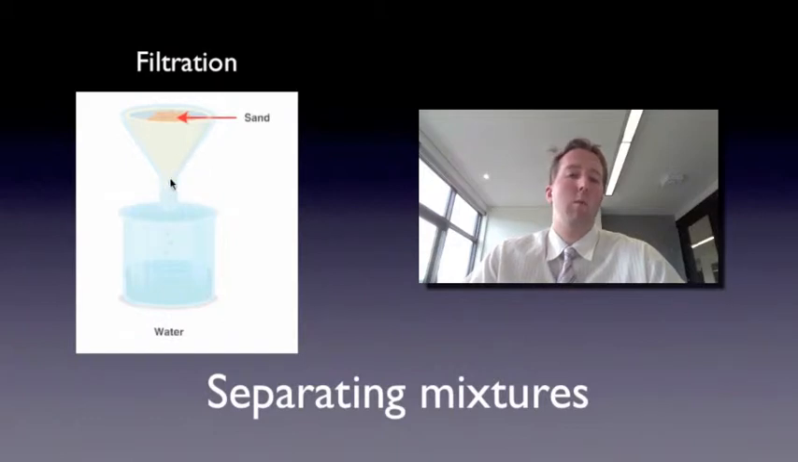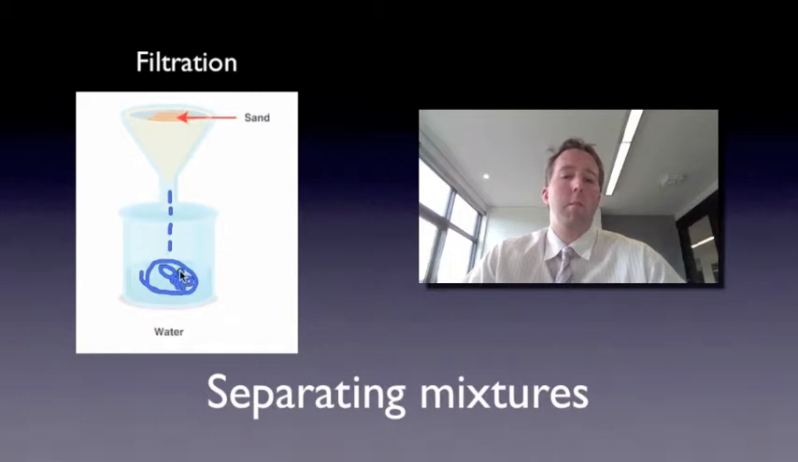What happens then is the water particles are a lot smaller than sand. So the water particles actually drip down here and all the water collects down the bottom. But the sand, because it doesn't fit through the filter paper, all the sand stays up the top in this filter paper. So after I've filtered something, I end up with the thing which doesn't go through the filter paper at the top and the thing which does go through the filter paper at the bottom. So in this example, I've filtered sand out of sandy water. So that's another way to separate mixtures, that's filtration.